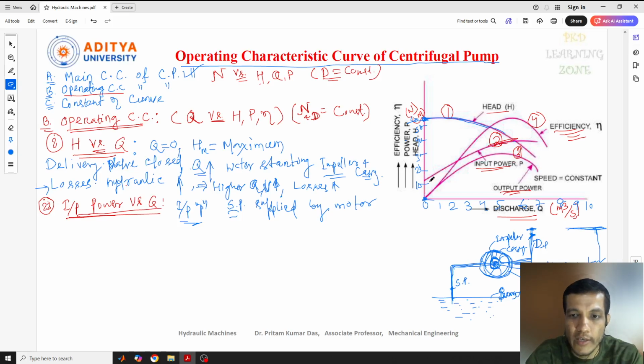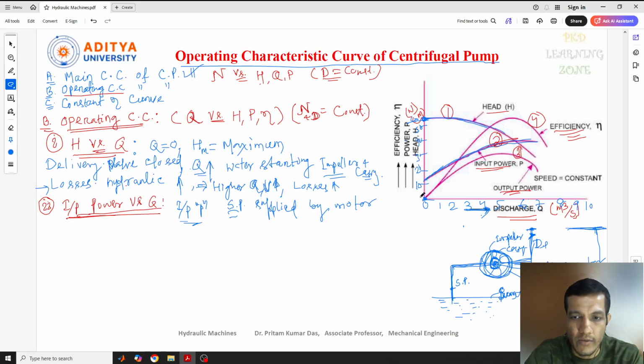Now if you see this input power curve, it is also in increasing mode. More discharge means more mass flow rate, and for more mass flow rate we require more power. That is one point.